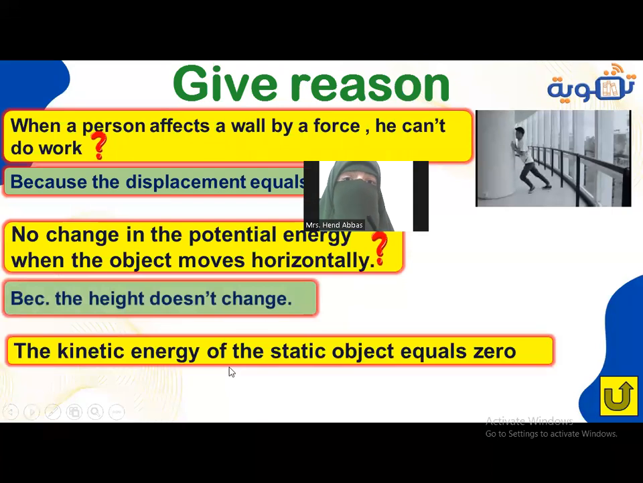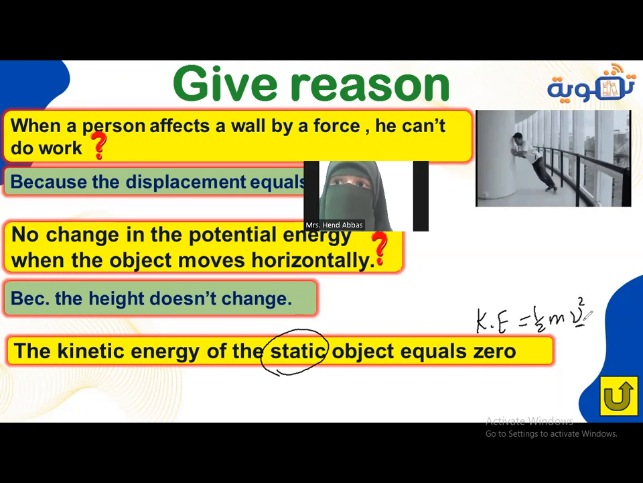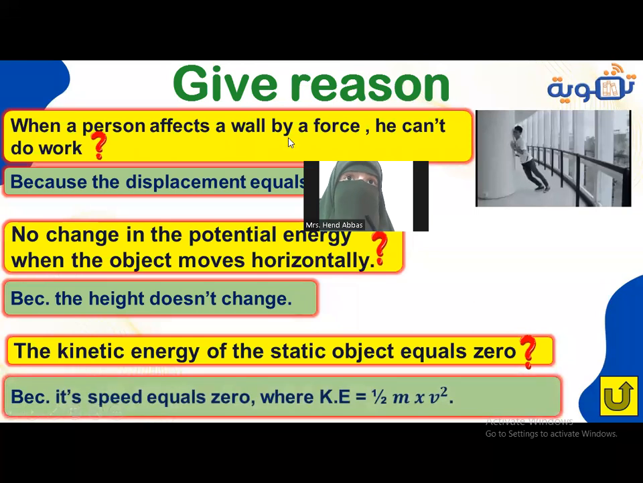What about the kinetic energy of the static object? Why does it equal 0? Let's remember the rule: kinetic energy equals half mass times speed squared. Static means it's not a moving object. It means the speed is 0, so the kinetic energy will be 0. Because the speed of the static object is 0, the kinetic energy is 0.